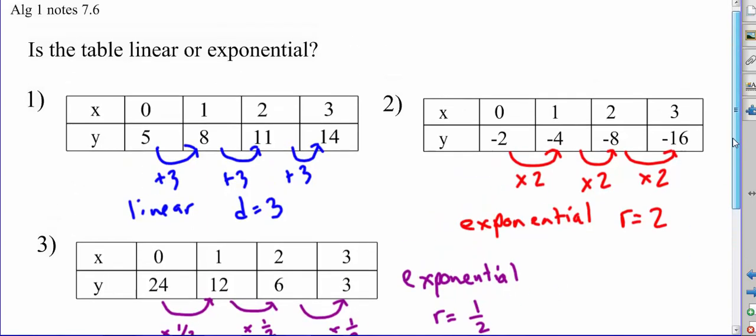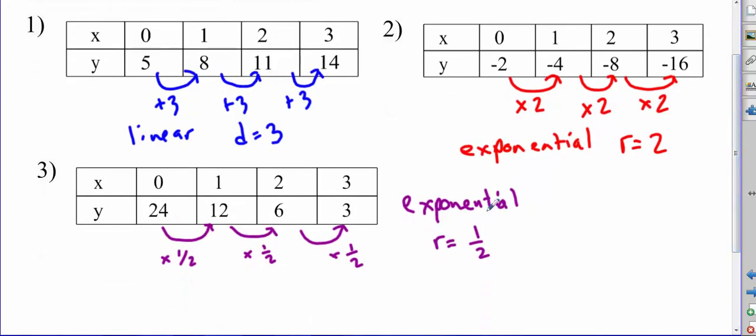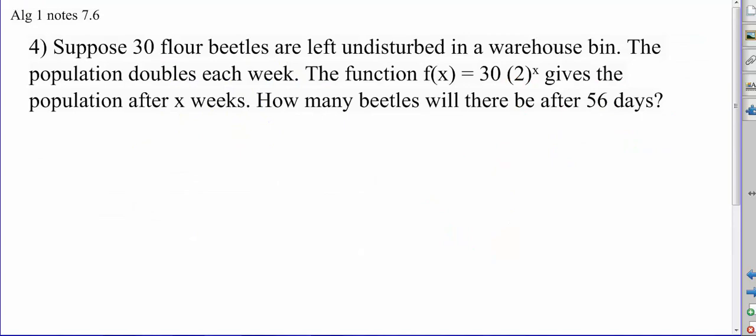Again, I went a little beyond the instructions because here it just said, is it linear or exponential? But I thought it would be good, since we knew it was exponential, to go ahead and have a quick discussion about the r value. There it is. We're moving on.